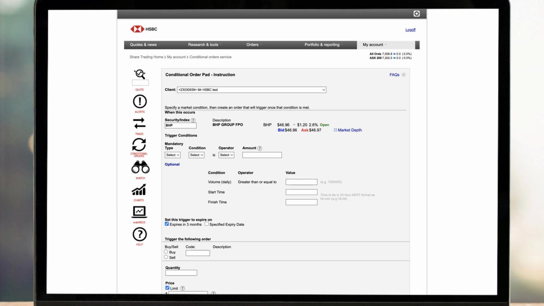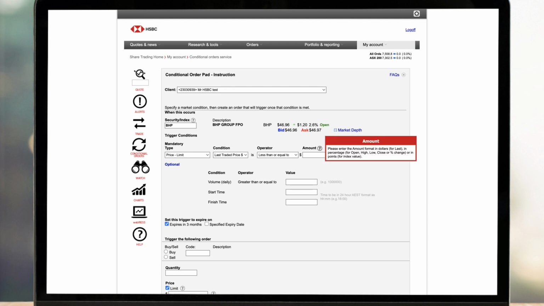The first thing you must decide is the trigger condition price. So, either set a limit price or a conditional trailing order. For this first example, let's use a price limit. In the case of a price limit order, the security must hit this price before an order is created and sent to the market. So, in this case, when BHP trades less than or equal to $46, the order will be triggered and entered into the market.